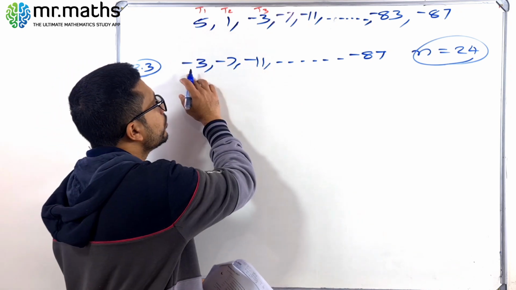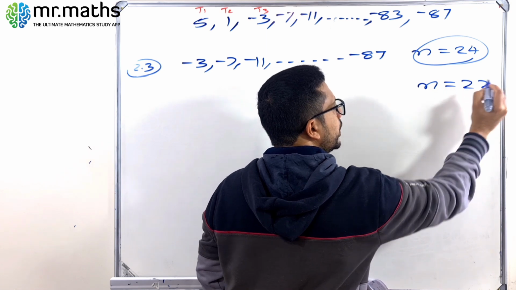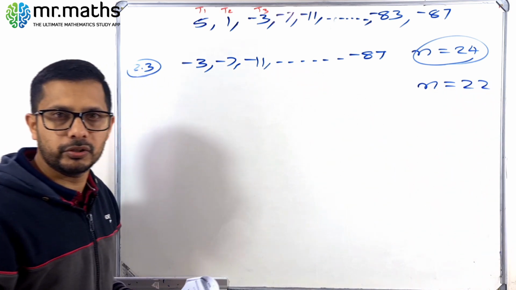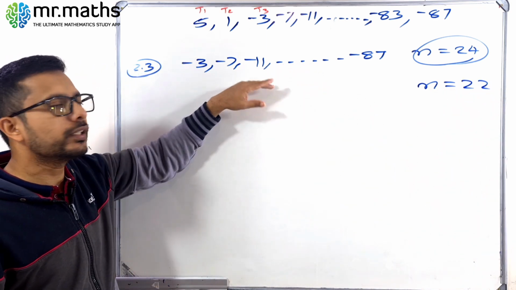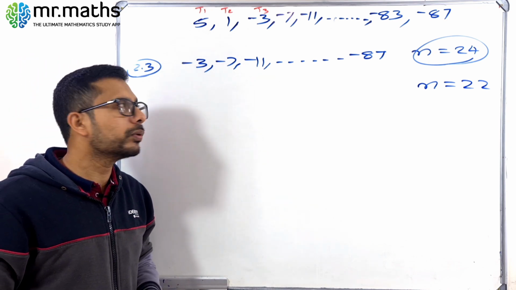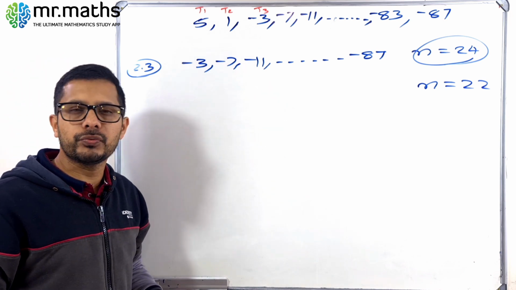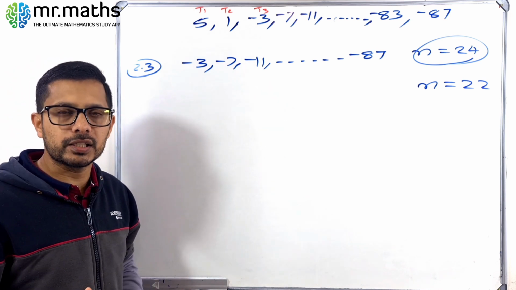So in this new sequence, how many terms are there? 24 minus 2, that is 22 terms. You understand? So we have to find the sum of these 22 terms in this question. Okay, so we know that this is an arithmetic sequence. What is the formula to find the sum of an arithmetic sequence?